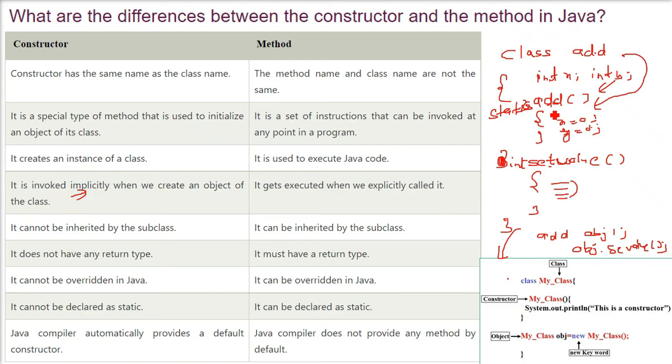For a constructor, the Java compiler automatically provides a default constructor, which I have been telling you. For methods, the Java compiler does not provide any method by default. You have to make set value. You have to make get value to get it.